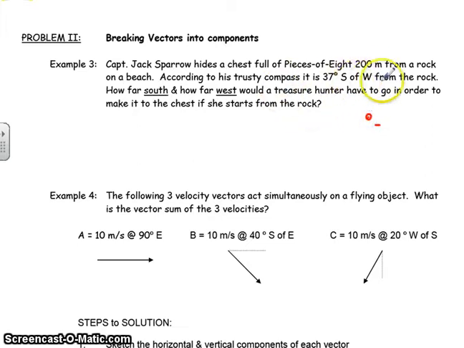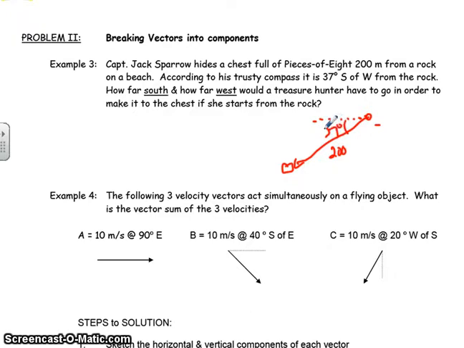And you have a compass, and you know that whatever you're looking for is 200 meters, 37 degrees south of west from a rock. So if this is where I'm starting and my treasure chest is somewhere over here, from here to here, the direct route, the displacement, is 200 meters. And we are south of west, so I'm going to draw a west line, and we're going to go south of that. That's 37 degrees.